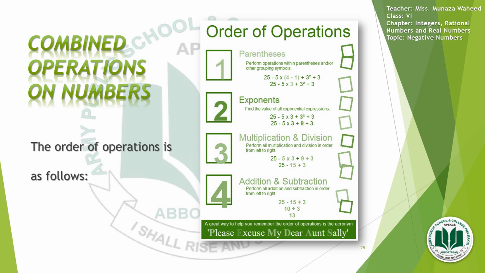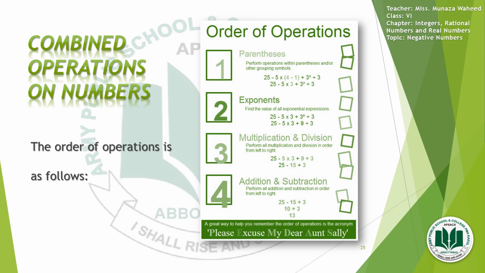The next thing which we are going to learn is the combined operations on numbers. In previous classes, you have already studied the BODMAS rule. Now let's revise the order of operations as per the BODMAS rule. Whenever we have to solve an expression having combined operations, we need to follow the order of operations. What is this order? First, we have to solve the parentheses or brackets. Perform operations within parentheses.